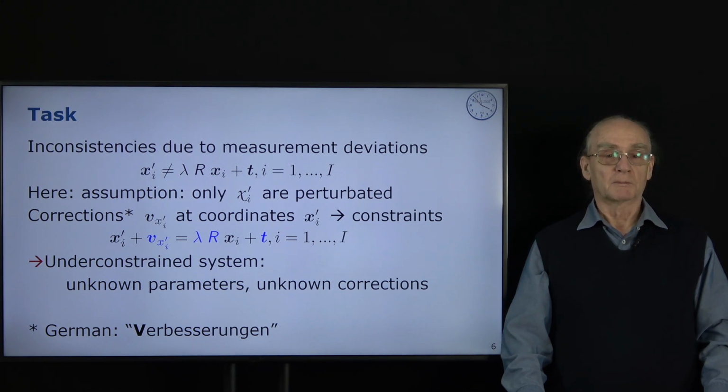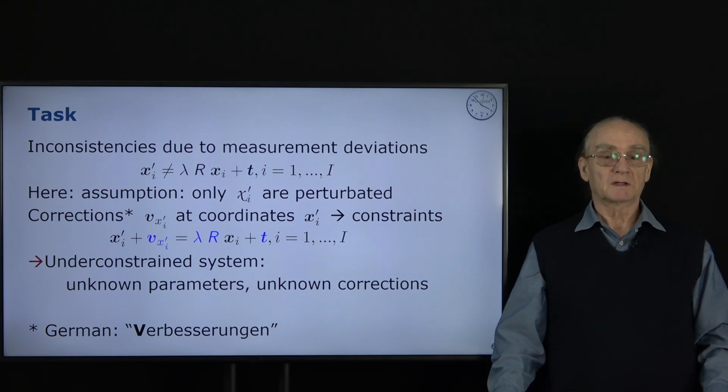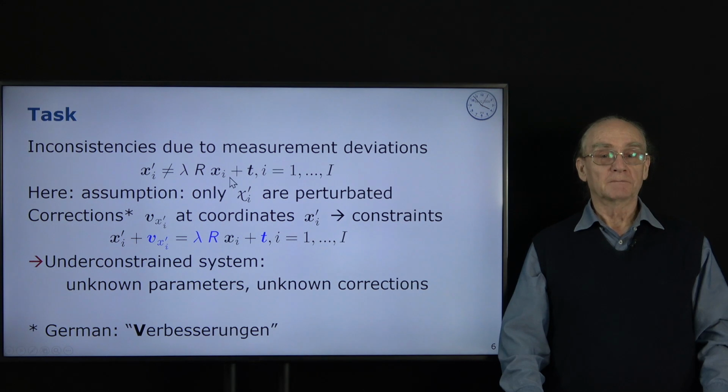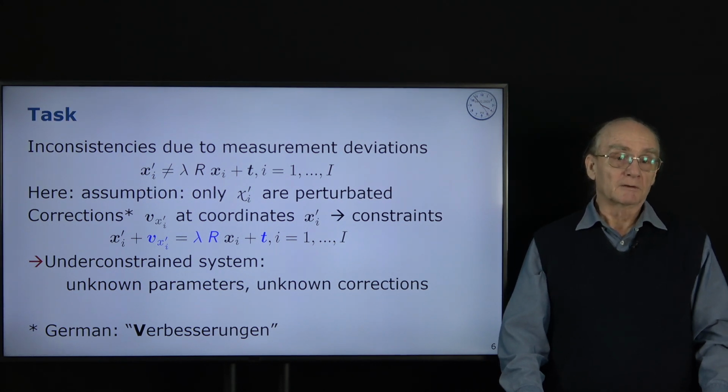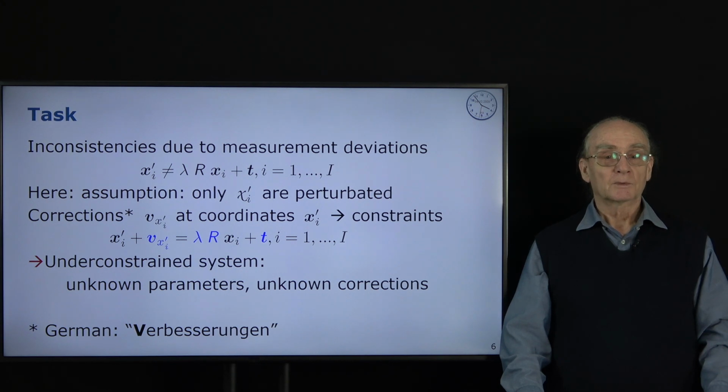Now we already start with a problem. Because we have measurement deviations in the coordinates, the relation between the coordinates xi and xi prime, which should correspond, is not perfect. So rigorously seen, this is an inequality. In the following, we assume that only the measurements, the xi primes, are perturbed by random errors, measurement deviations, etc. And that means we add a correction, v, index xi prime. V comes from Verbesserungen in German, corrections. So we have the corrected coordinates. These are our measurements, we correct them, and then the corrected measurements should fulfill this relation.